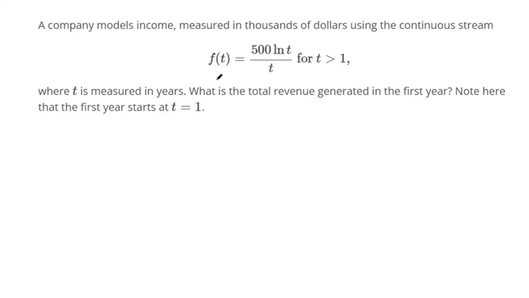So we're told that f of t models their income based on t years. So you could plug in t equals 2, and you could tell the total income after that time. So to find the total revenue generated in the first year, all we want is an antiderivative from 0 to 1 of the income function.